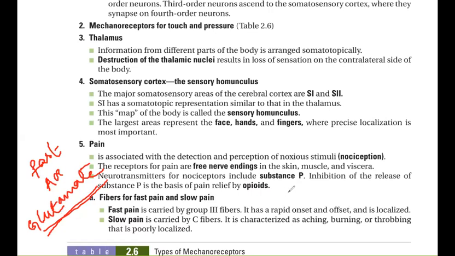Now when we talk about slow conduction, the nerve fiber is C, and the neurotransmitter is substance P. Substance P is a neuropeptide, made up of proteins. So it is a neurotransmitter too, substance P and glutamate. So please remember these two neurotransmitters.